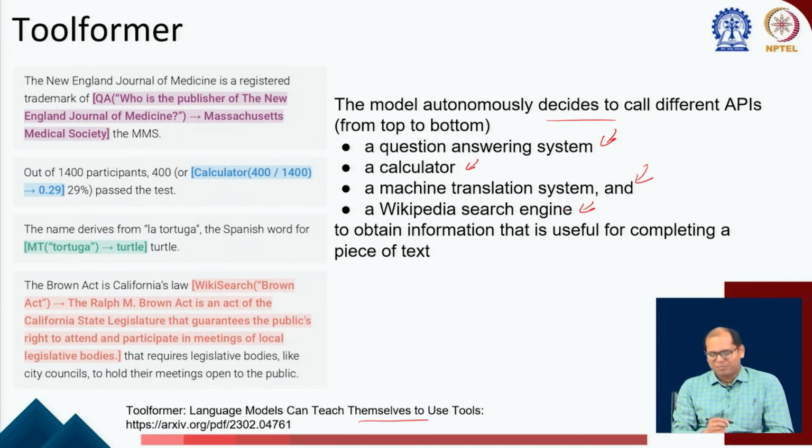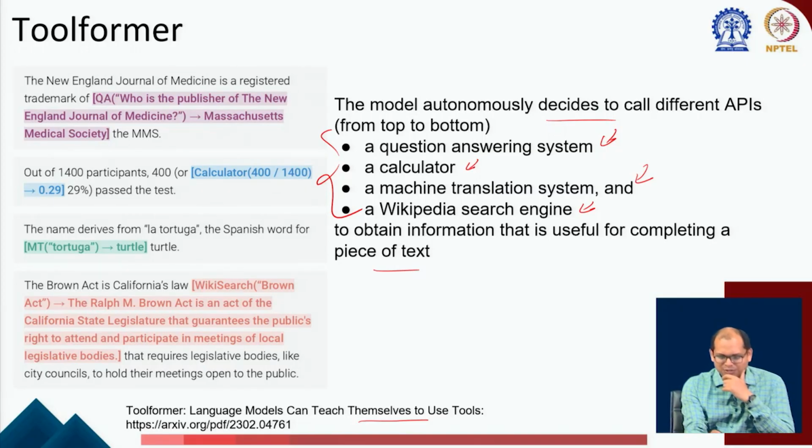It can call these at different points of time while generating, so that it obtains information that is useful for text completion, right? The final goal for an LM is to do text completion well. It can make use of external APIs for doing this. And here's an example, right? The New England Journal of Medicine is a registered trademark of, right? And now you have to answer this using an entity that you may not know.